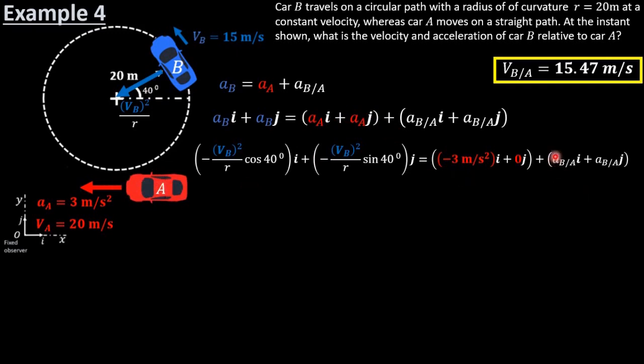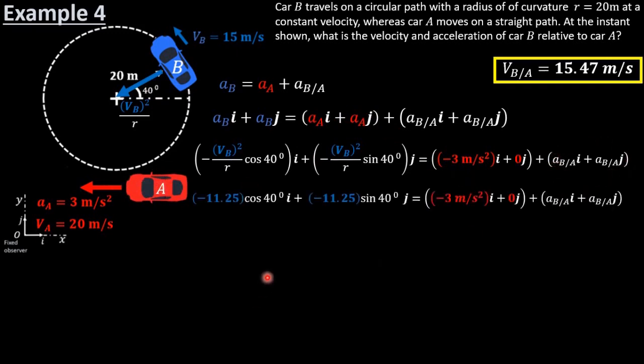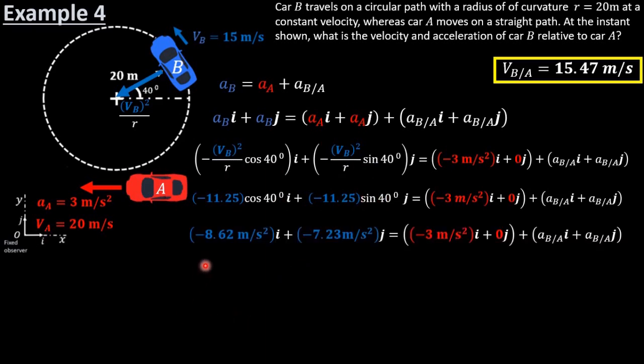We don't know anything for the relative acceleration just yet. So substitute VB with 15 meters per second in here, and substitute R with 20 meters in here and here. They will simplify down to this, and simplify it down further to get this. Now collect your terms in the I direction, which is this term and this term.